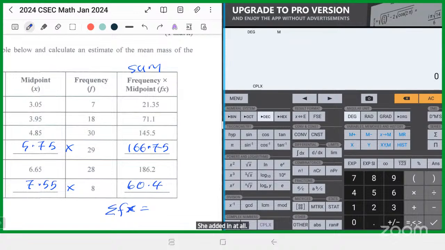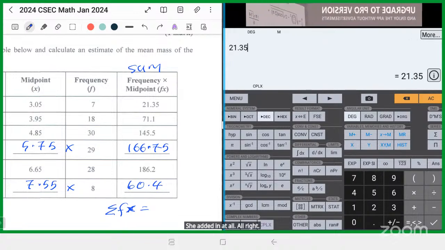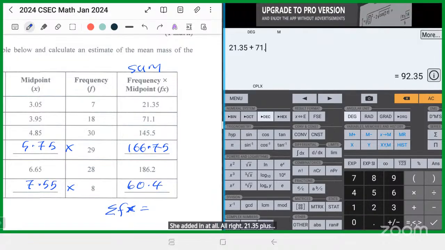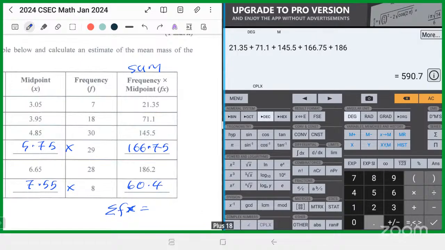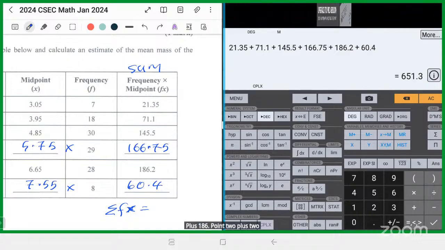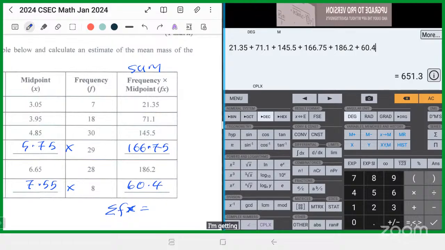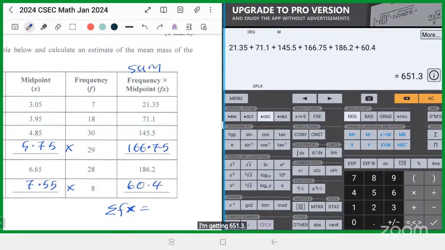All right. 21.35 plus 71.1 plus 145.5 plus 166.75 plus 186.2 plus 60.4. I'm getting 651.3. Everybody got that? Okay.